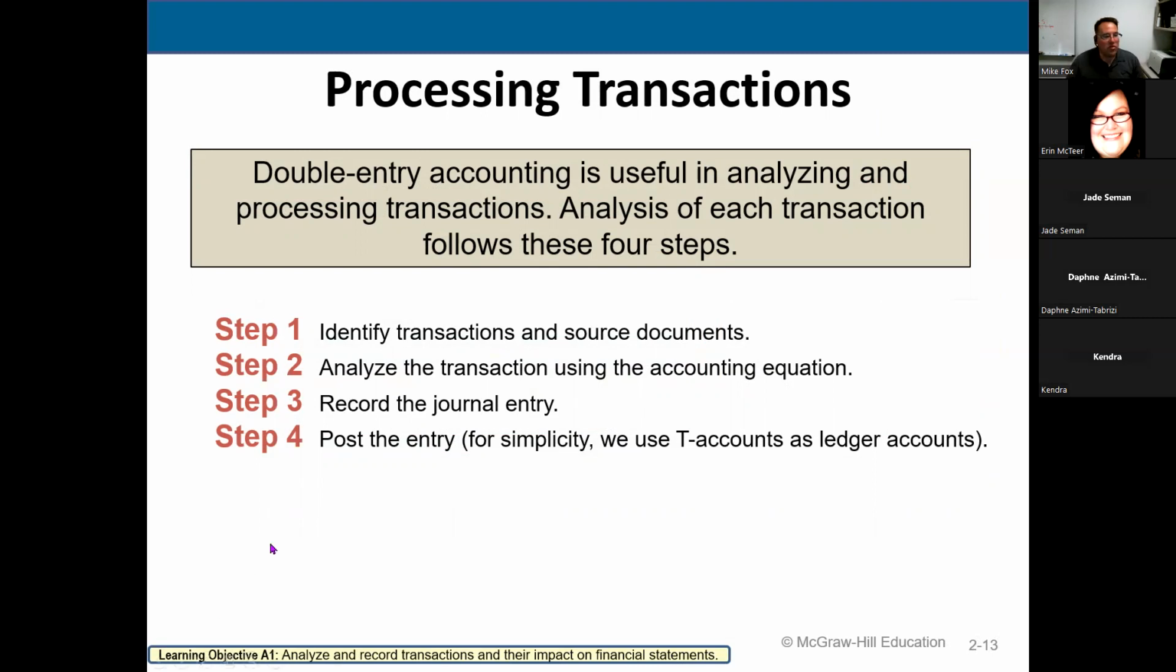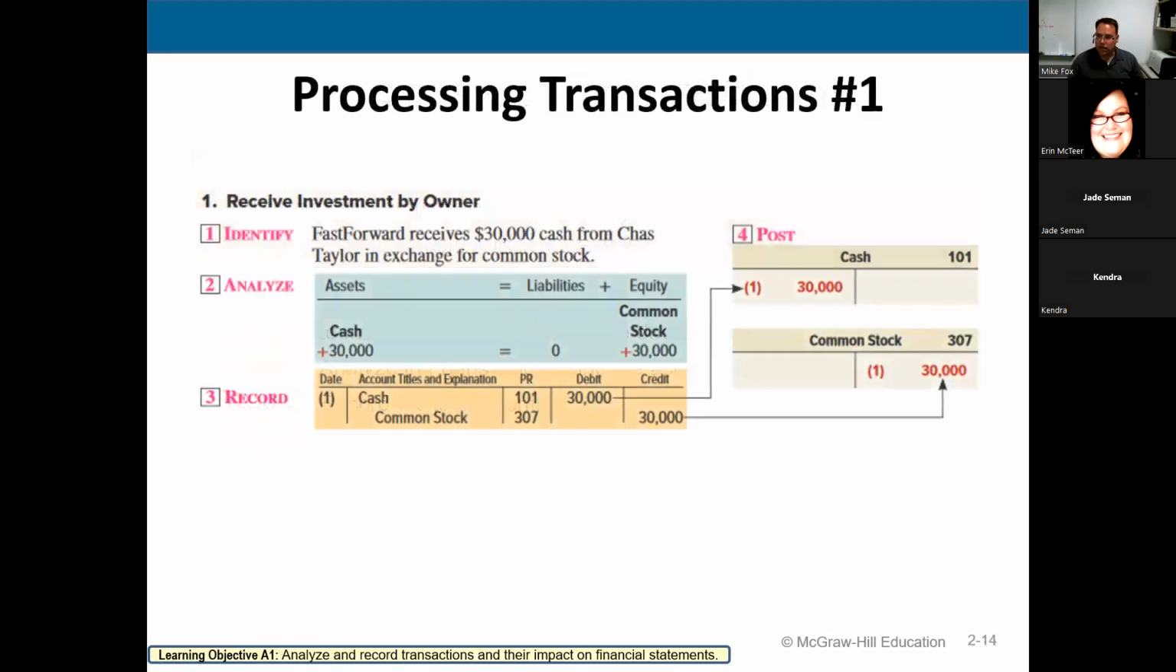So these are the steps they give you. Step 1, identify the transaction in the source document. Step 2, analyze the transaction using the accounting equation. Step 3, record the journal entry. Step 4, post the entry to the ledger. I'm going to take you through a few examples, and after a few, I'll put it to the group if we want to go through more, because I've got 15 or 20 of these examples. Sometimes we can go faster once we get comfortable with them.